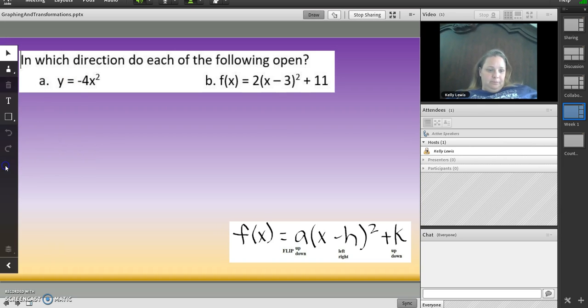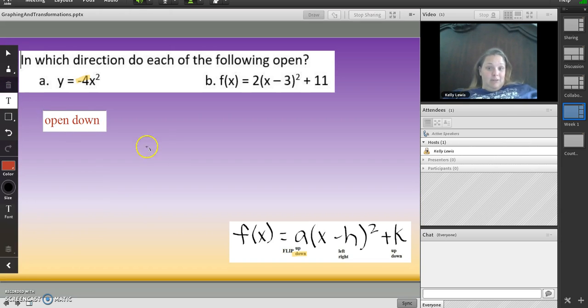So here we are. Right here is the number we're looking at, -4. So all we need to figure out is if it opens up or opens down, and it's a negative. So since it's a negative, it's going to open down. I'm going to verify that with you in a minute. Then we have 2 here. 2 is positive. It's going to open up, and here's what I mean by that.